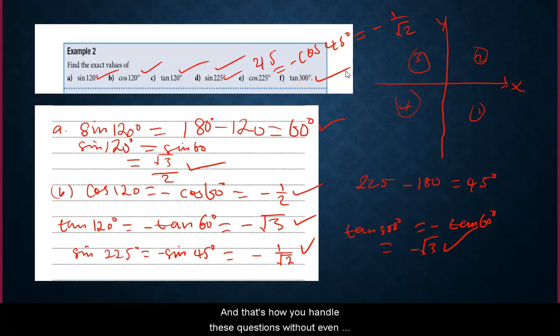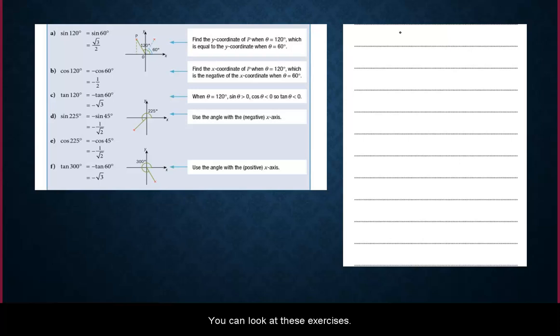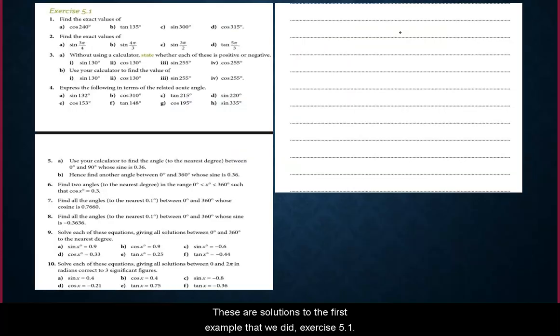And that's how you handle these questions without even checking the calculators, but use the unit circle in order for you to be able to solve that. You can look at these exercises. These are solutions to the first example that we did. Exercise 5.1, I have included the answers in the link below this video. And we can look at very quickly maybe question 1. Let's take 1 or 2 and try to look at it.